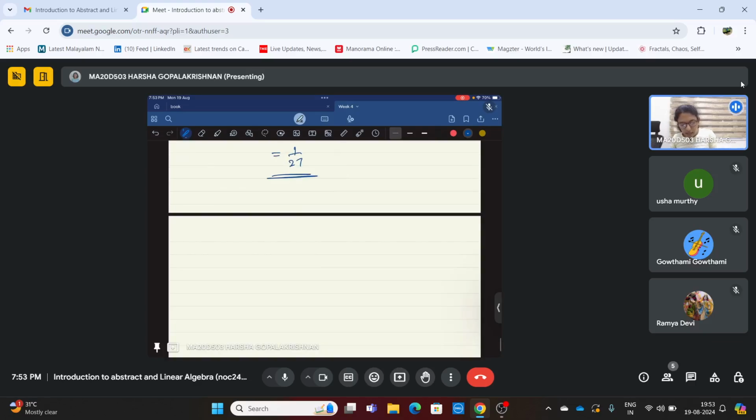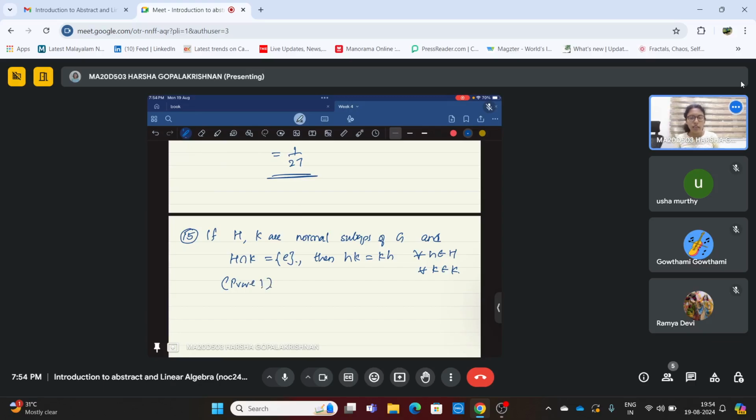Okay, now we will do one last question and we will stop. If H, K are normal subgroups of G and H intersection K is given as the trivial group, then hk equal to kh for all h in H, for all k in K. So this we need to prove. Okay, this is the question.